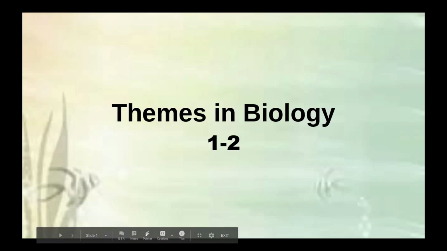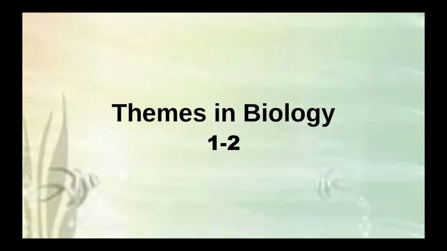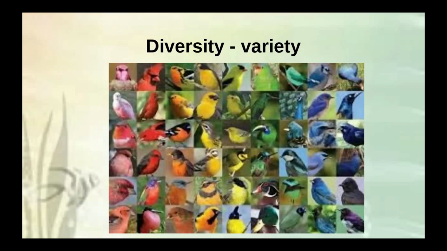In this section, we're going to look at what are called themes in biology, some of the things that we'll study throughout this year. So first of all, if we look at diversity, which means variety, a lot of times people think of diversity as far as different races of individuals. But if we look at it on a more broad spectrum, we could think about diversity in species or organisms. For example, all of these are birds, but we have a large, diverse mix of kinds of birds.